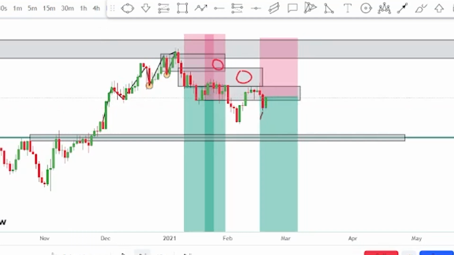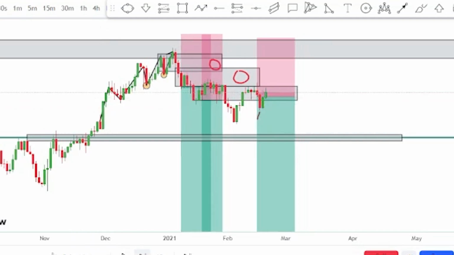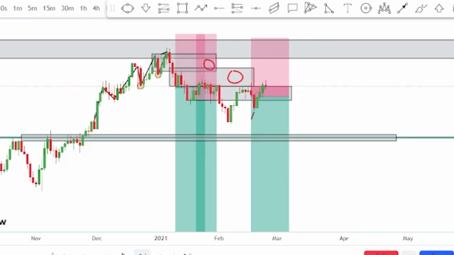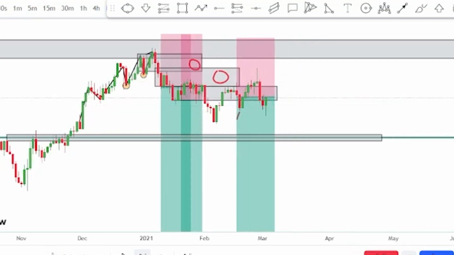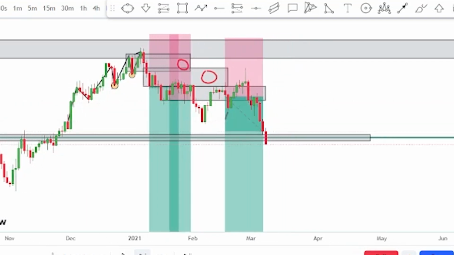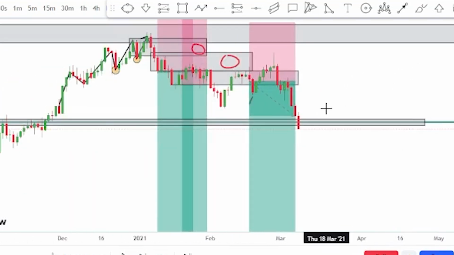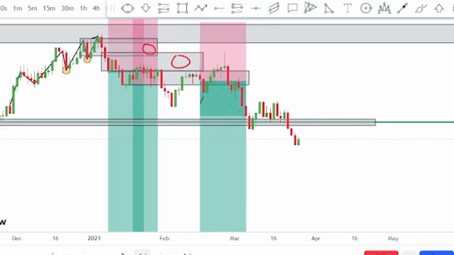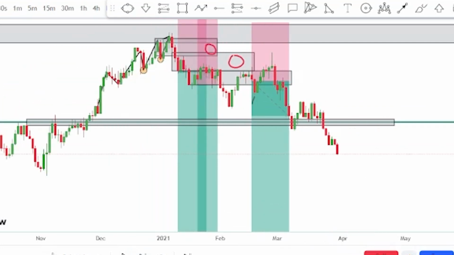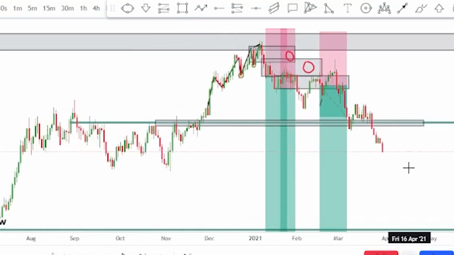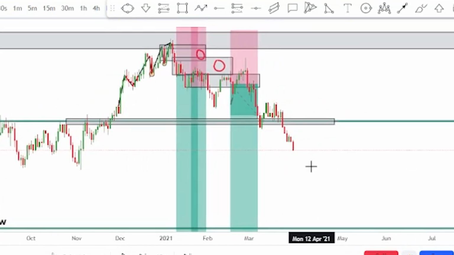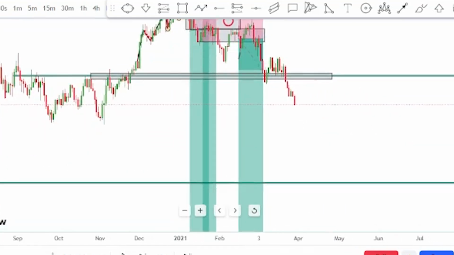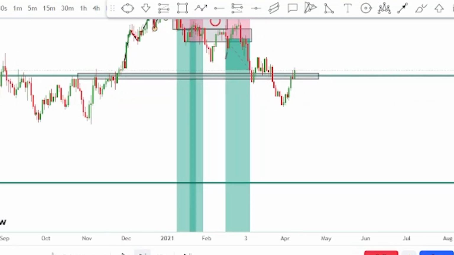Okay, we are still moving down, so rejected from that area. We are moving up, rejected from that. Consolidation, this is a consolidation. Okay, we broke below this area. Let's see what happened. Okay, we broke above that area again. Let's see what happened. The market is breaking below this area. Are we going to continue on the downside, or are we going to be making a pullback to the upside? Okay, let's see what happened.